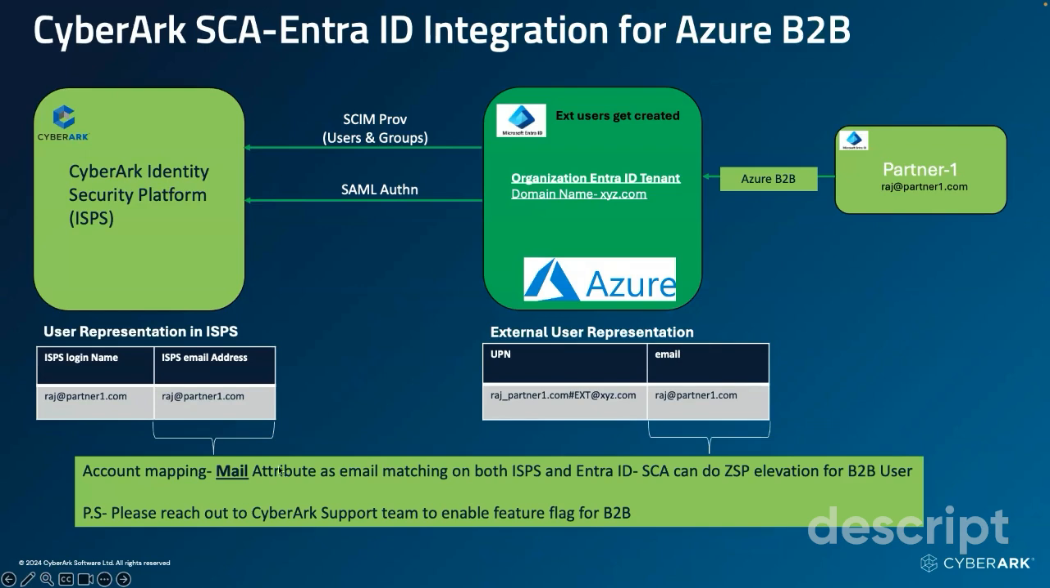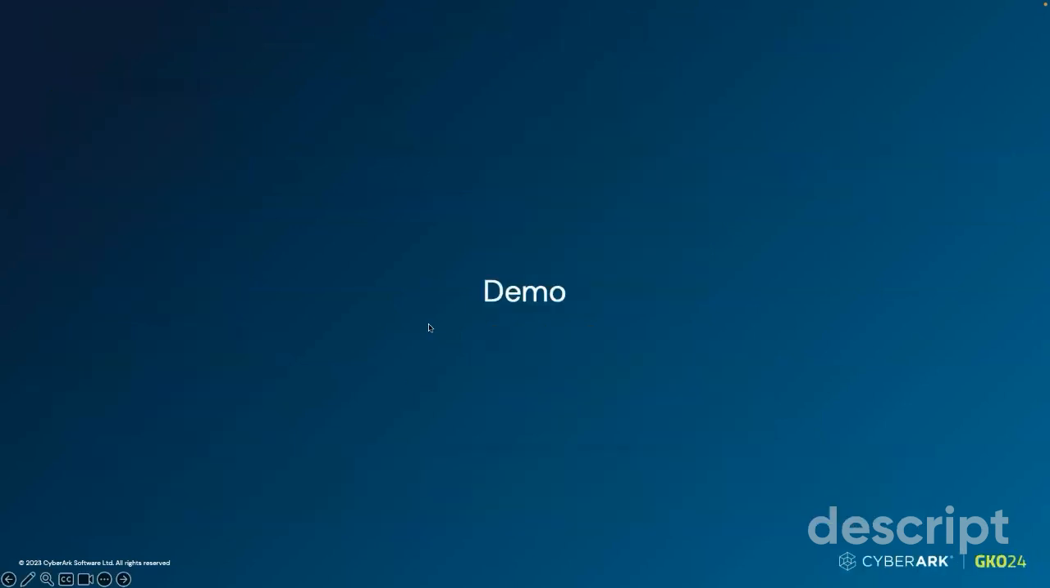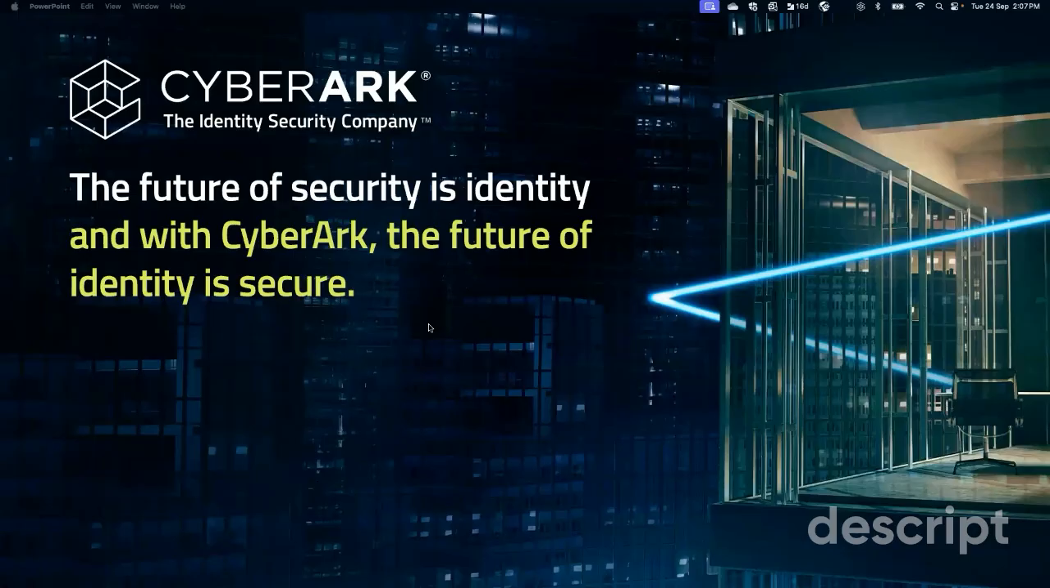So what we have to do in the account mapping, we have to take the mail attribute into consideration, as using the mail attribute only, CyberArk Secure Cloud Access will be elevating or deprovisioning the user's permission. Currently, you have to open a CyberArk support ticket, and support will help you to do a feature flag for Azure B2B. Now we are going to look into the demonstration.